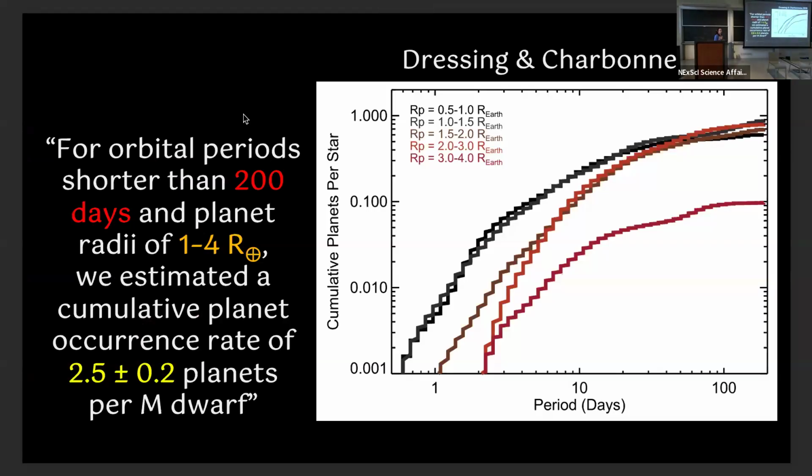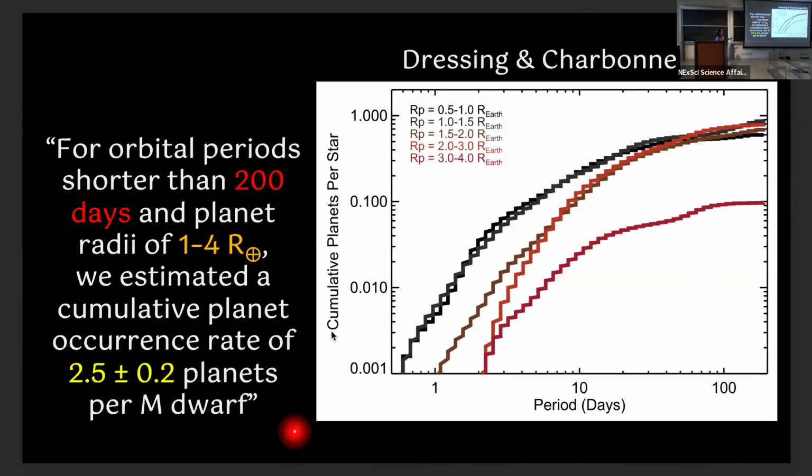But first of all, what we should say is that despite not being meant for M dwarfs, Kepler was still able to do some really good statistics, and especially people like Courtney produced this result here, which is the occurrence rate of small planets coming out of Kepler. So this is a plot of the cumulative planets per star as a function of period, with the different colors being different radius bins for the planets.